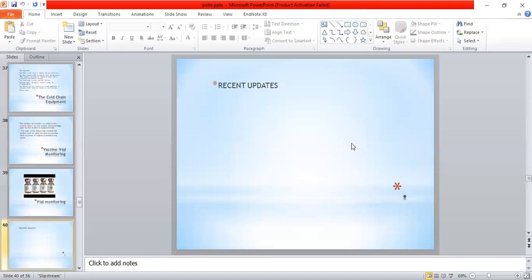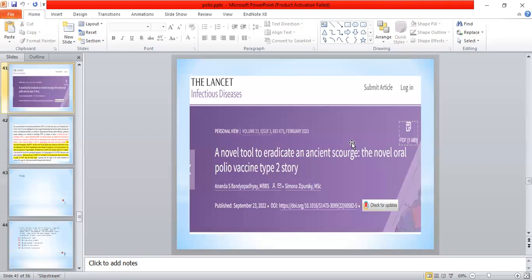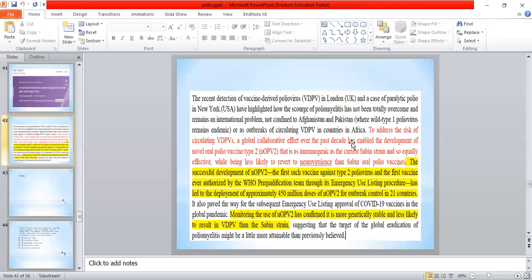Now it's time for the recent updates. So this was the article, 'A novel tool to eradicate an ancient scourge: the novel oral polio vaccine type 2 story', and it was published in 2022 in the Lancet.